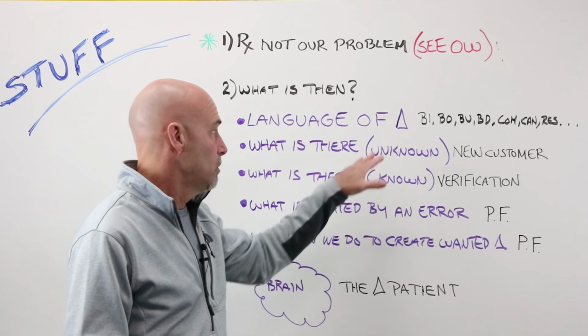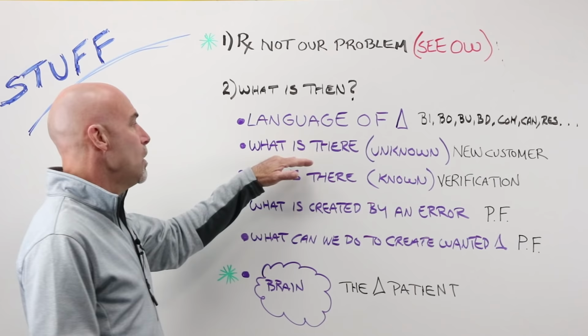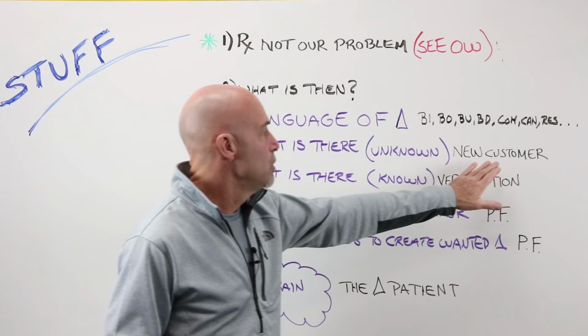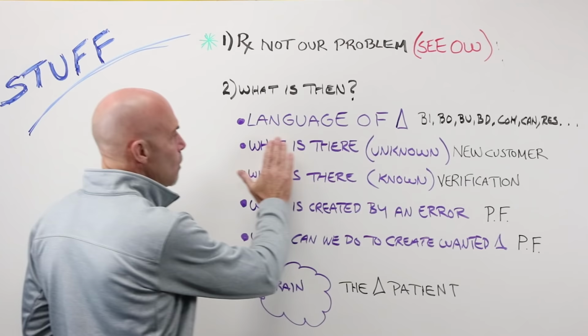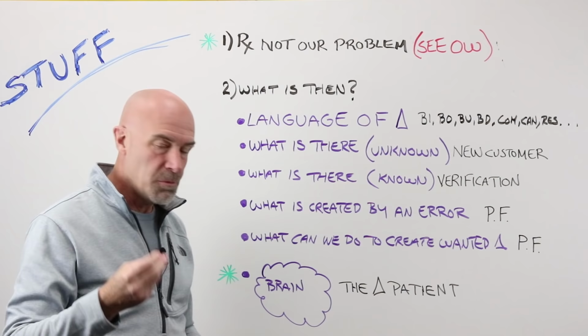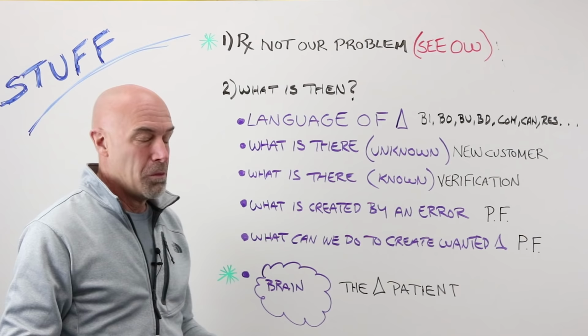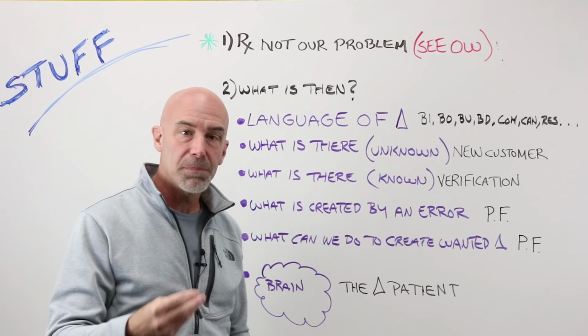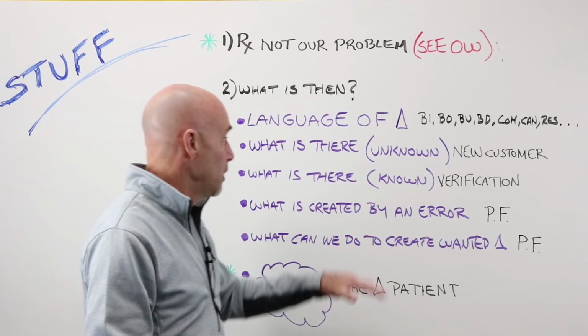Then we're going to talk about what is there. What prism is present in a pair of glasses? You have a new customer. That amount is unknown. And this is so important because somewhere along the line, someone's going to hand you a pair of glasses and say, "Is there prism in here?" It'll tell you so much about the competency of an optician, how they respond to that question. So we're going to talk a whole lot about that.